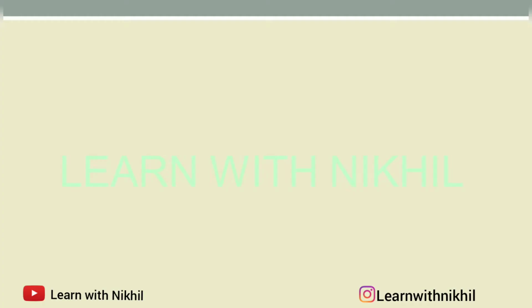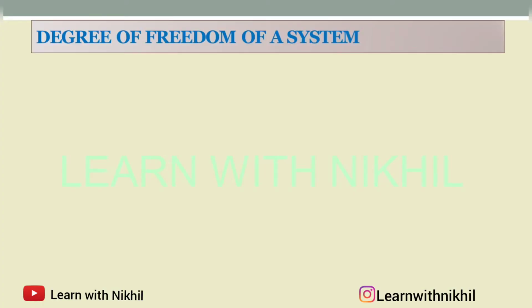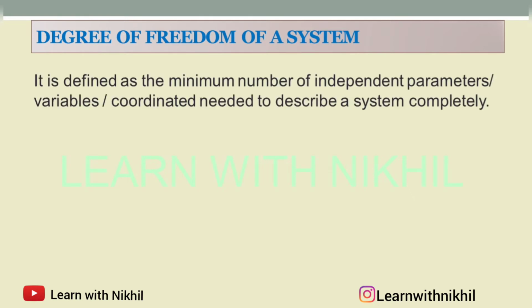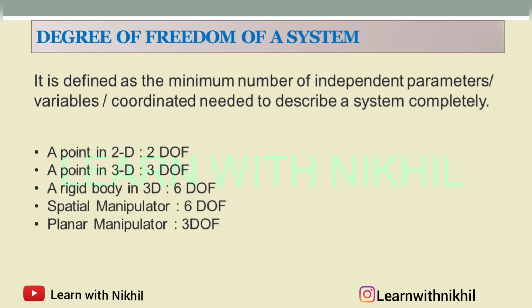So let's begin. Degree of freedom of a system is defined as the minimum number of independent parameters, variables, coordinates needed to describe a system completely. So for a robotics system, it is really important to find the degree of freedom. Now, moving forward, to explain this in much more detail, I have some examples here to show you.